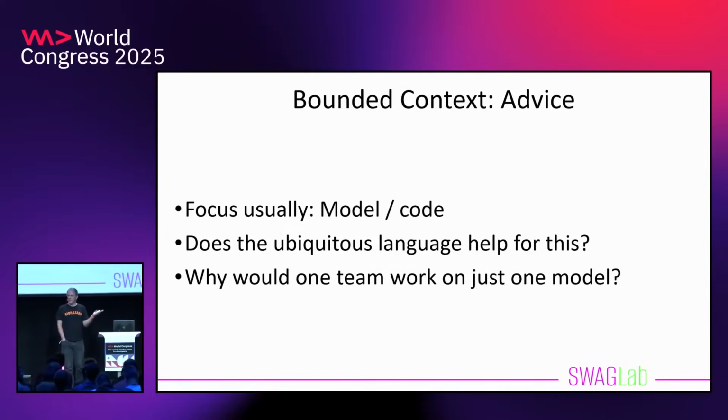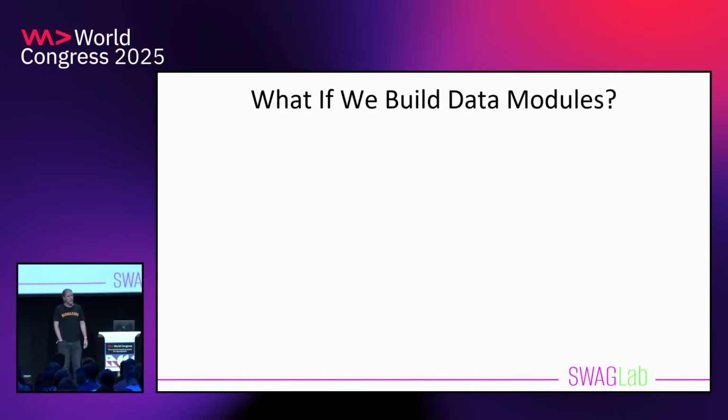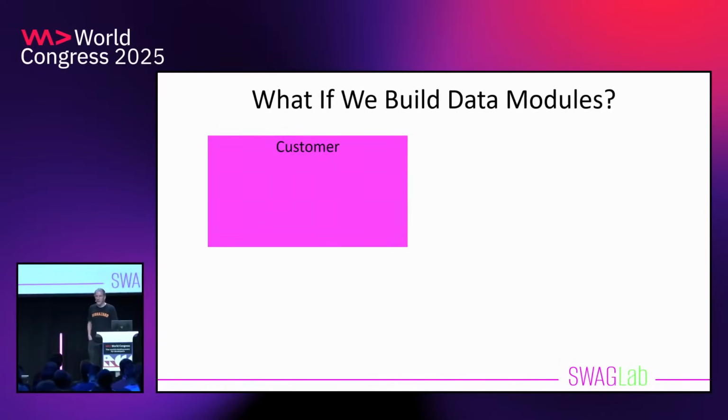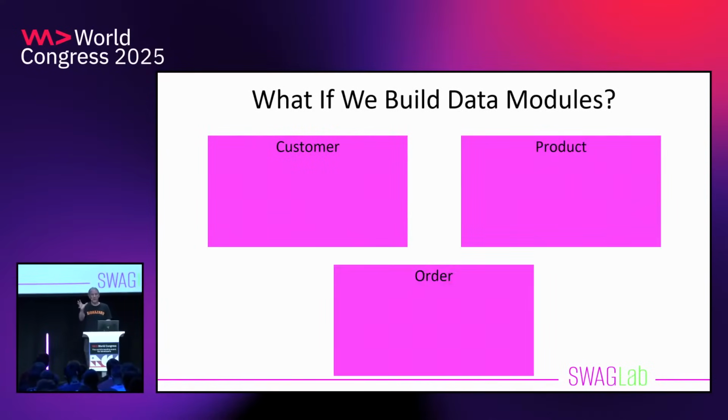Now the question becomes, what's the other alternative to build systems? And the other alternative that I see quite frequently are something that I would call data modules. So we could look at that e-commerce system and we could say, well, obviously there are customers, there are products, and there are orders.